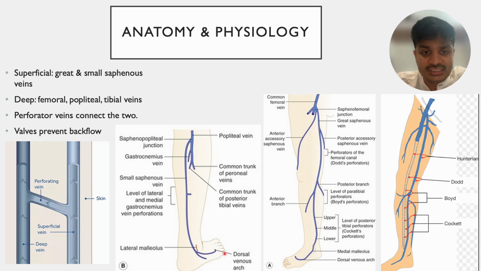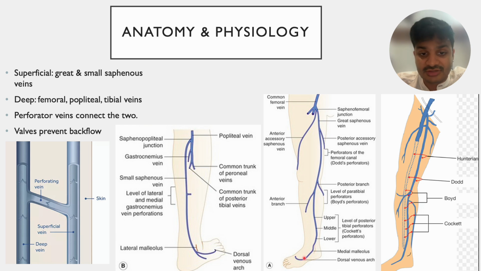So here you can see these two images are the superficial system. This is the SSV, that is the short saphenous vein. So this comes in the lateral aspect of the foot below the lateral malleolus. It goes back in the leg and it joins the popliteal vein, and this junction is known as the saphenopopliteal junction. This one is the great saphenous vein.